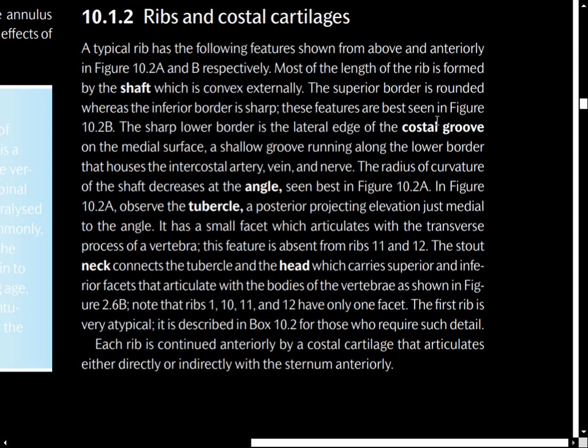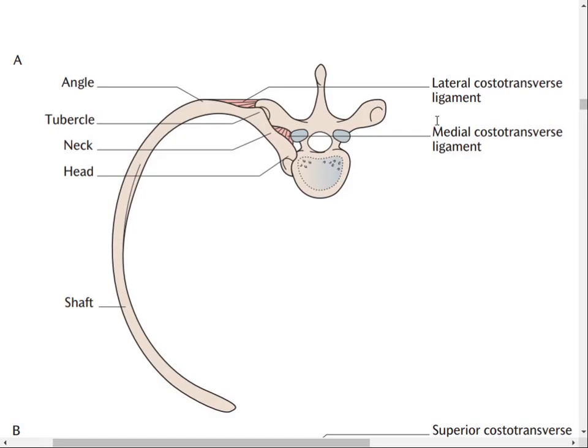The first rib is very atypical. It is described for those who require such detail. Each rib is continuous anteriorly with a costal cartilage that articulates either directly or indirectly with the sternum anteriorly.